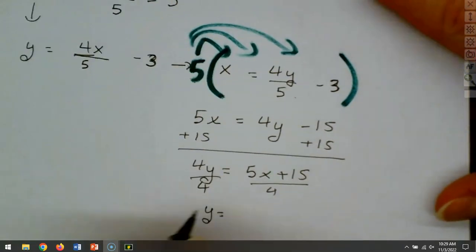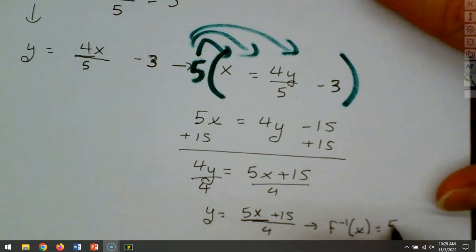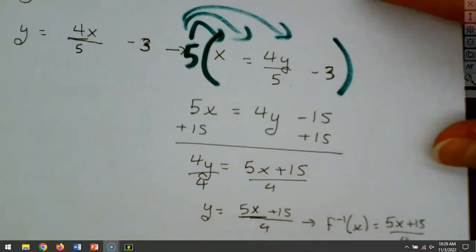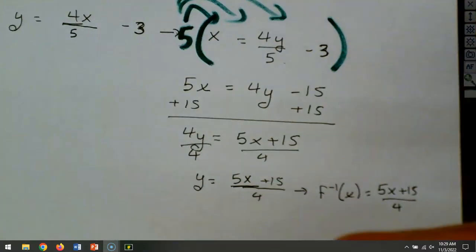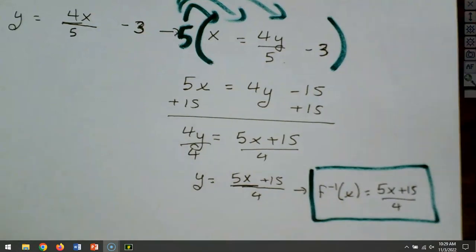And that leaves me then with 5/4 x. You can write it as one fraction or two, it doesn't matter. So 5x, right, plus 15 over 4. You can break it up, doesn't matter. And that is your f inverse. So we found our f inverse, which is 5x plus 15 over 4. And you can split that up into two separate pieces if you want. But that is your inverse.